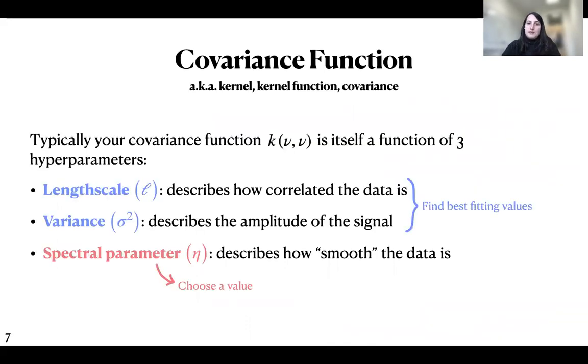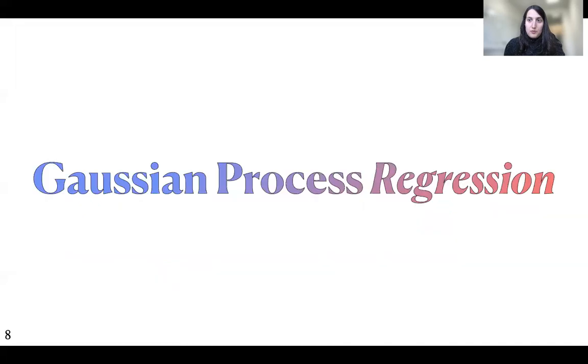The covariance function is typically, though not always, itself a function of three hyperparameters. You have the length scale, which describes how correlated the data is. So if our data is a function of frequency, the length scale describes how correlated the data is as a function of frequency. The variance describes the overall amplitude of the signal, and the spectral parameter describes how smooth the data is overall. For the length scale and variance, we want to find the best fitting values. But for the spectral parameter, we want to choose the best value, because different choices for this parameter will actually change the functional form of the covariance function. So we need to make sure we choose the one that gives us the best model.